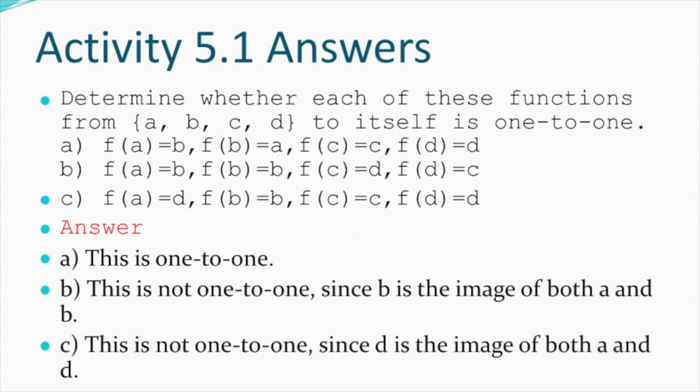Now the second one, the mapping is a little different, because here we are talking about a different relationship. A has been mapped to B, and B is mapped to B again, and C is mapped to D, and D is mapped to C. Now this is not a one-to-one correspondence, because we have two elements mapped to B. The third one: A maps to D, B maps to B, C maps to C, and D maps to D, so D is hit twice. So this is not one-to-one.